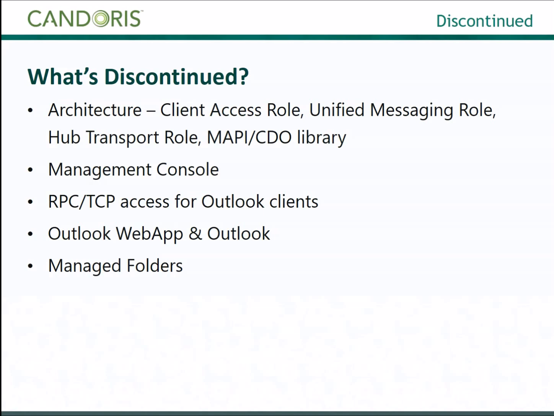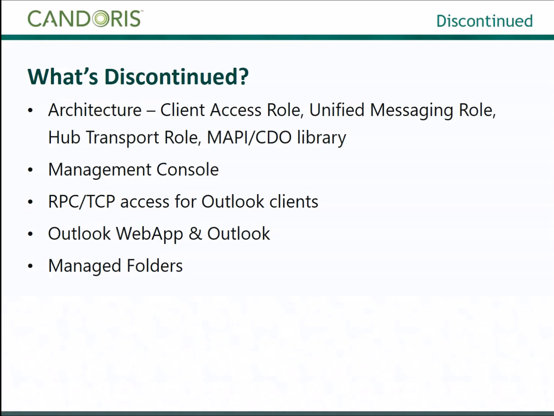Architecture. As mentioned in the previous slide, the mailbox server role now performs all functionality that was previously included with the client access server, hub transport, and unified messaging roles. If an application uses the MAPI or CDO library, it needs to move to Exchange Web Services, Exchange ActiveSync, or the REST APIs in order to communicate with Exchange 2016. Management Console. The locally installed Exchange Management Console has been replaced with Exchange Administrative Center. Also, Exchange Control Panel has been replaced, expanding options for client settings in Outlook on the web.